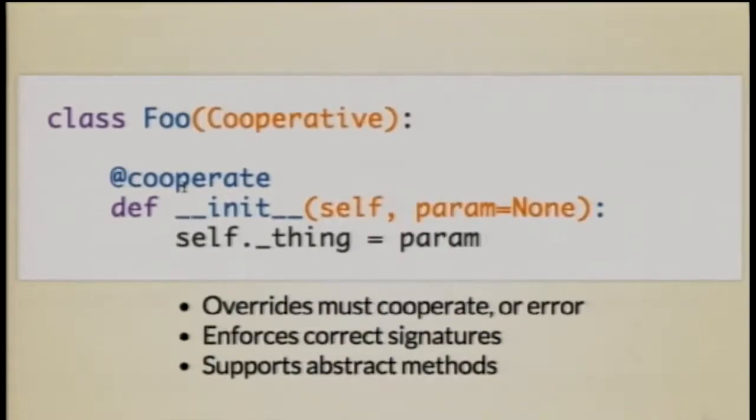So it's actually going to call super, forwarding all the keyword arguments. And it's also going to do checks, like, for example, make sure that our signature is only based on keyword arguments. Also, if another class overrides this method, you will get an error. It also supports abstract methods and so forth.